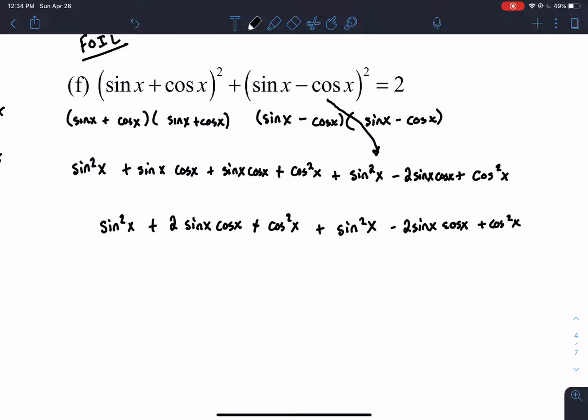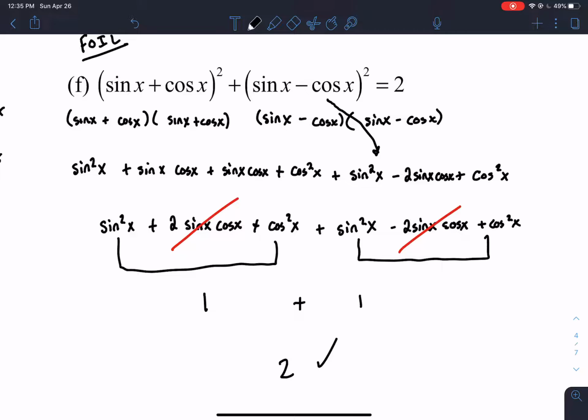Okay, so well, I know that I can get rid of 2 sine of x cosine of x and negative 2 sine of x cosine of x, right? Now, what happens if I put sine squared and cosine squared together, right? I know that that gives me 1. And then what about sine squared and cosine squared again? That gives me another 1, which comes out to be 2, which is what you need. So we're done.